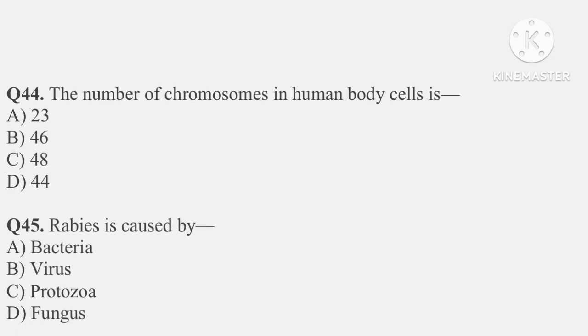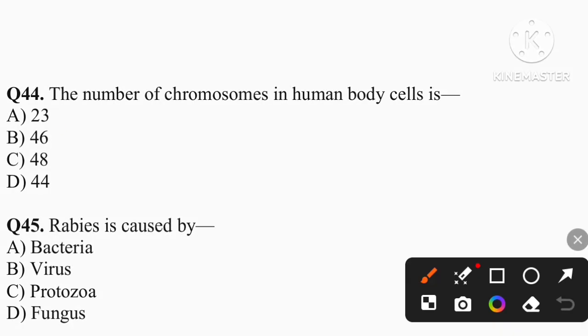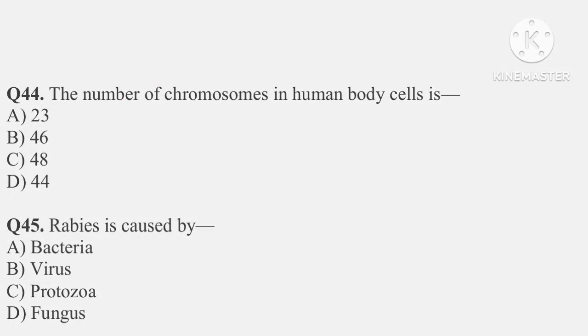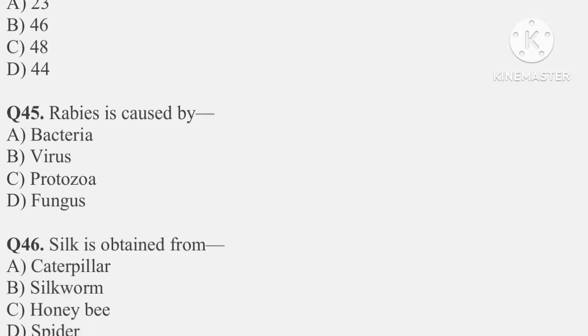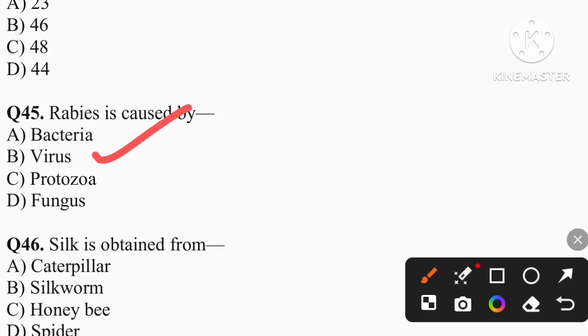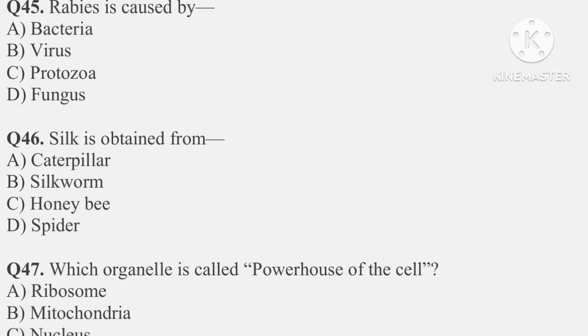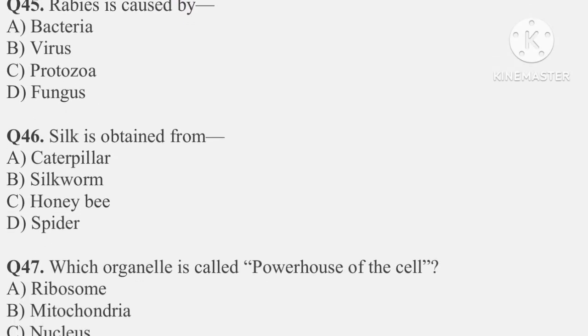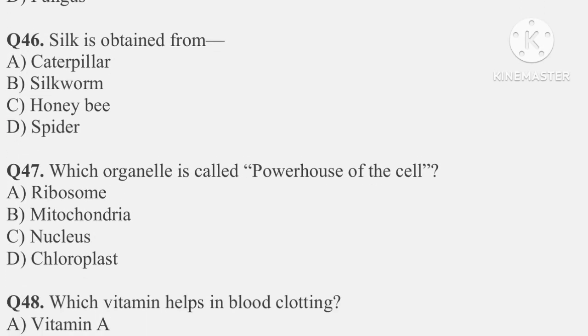Question number 44. The number of chromosomes in human body cell is. So the answer is option B, that is 46. Now next question, question number 45. Rabies is caused by. So the answer is option B, that is virus. Question number 46. Silk is obtained from. Again, it's a very easy answer, so you have to answer it in comment box.